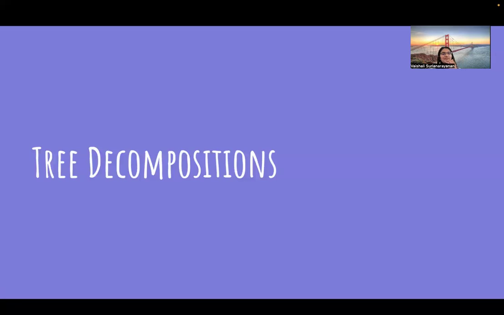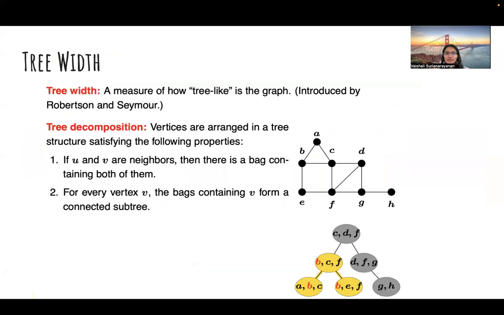Okay, let's start by introducing tree decompositions. So the tree width of a graph is a measure of how tree-like a graph is. A tree decomposition is an arrangement of the vertices of a graph in a tree-like structure satisfying some properties. And tree decompositions are really helpful for designing algorithms for graph optimization problems. Typically, the algorithms look like a dynamic programming style algorithm on top of the tree decomposition, right?